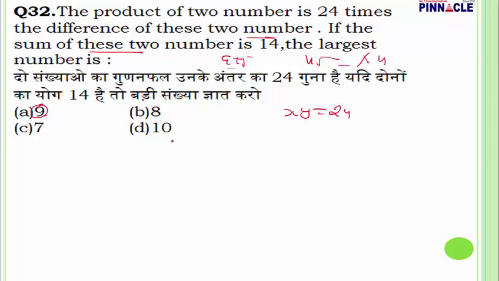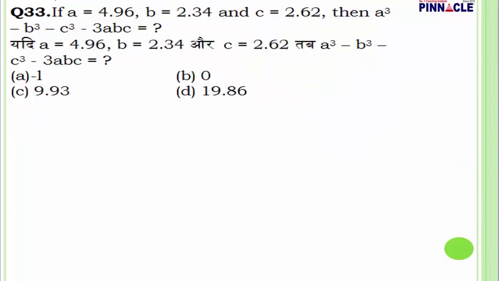Let's try the second option. If this is 8, then the second would be 6. 8 and 6, these are the two numbers. The product of these two numbers is 8 into 6, that is 48. Is it 24 times the difference of these two numbers? The difference is 2. And is it 24 times? Yes, the product is 24 times the difference. So this is satisfying the equation. Answer should be B. Such kind of question you should try to solve like this.